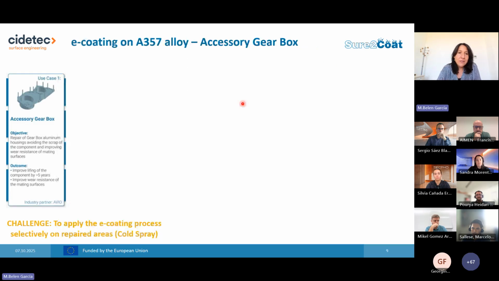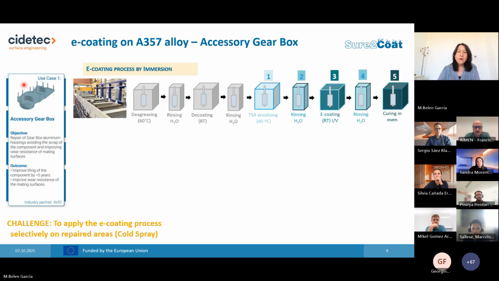Okay, so moving now to the second use case that I want to explain to you today. It is an accessory gearbox that is used in the aeronautical industry. And in this case, our challenge was to apply the coating selectively on some areas of this use case that have been previously repaired by cold spray, by another partner of the Sur2Coat project. Okay, so as I have explained before, the coating process is usually applied by immersion. But now we want to apply it selectively, just where we need it.